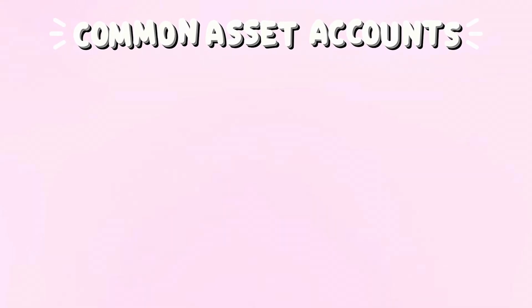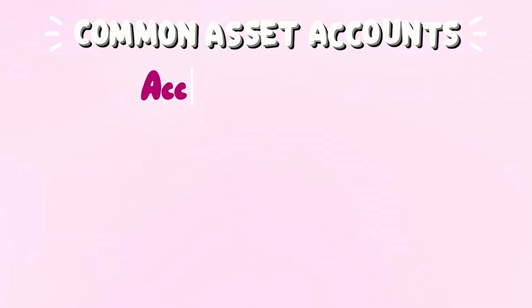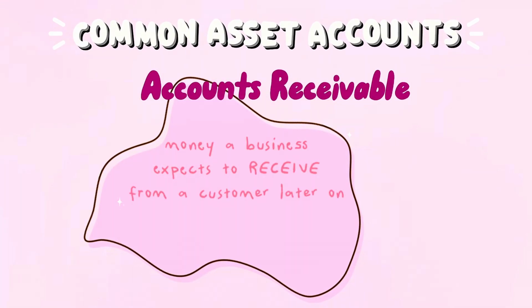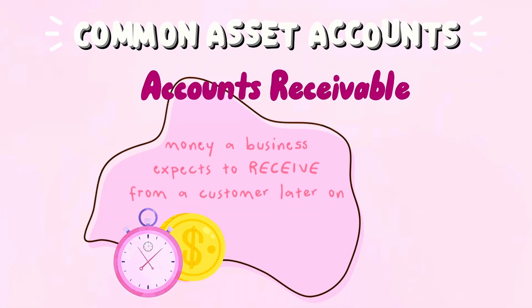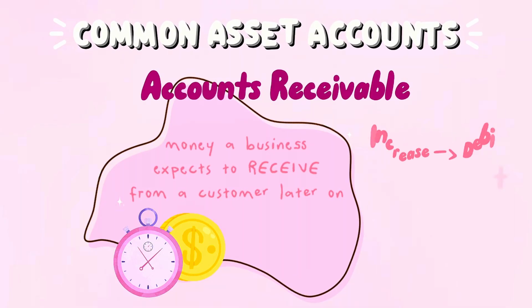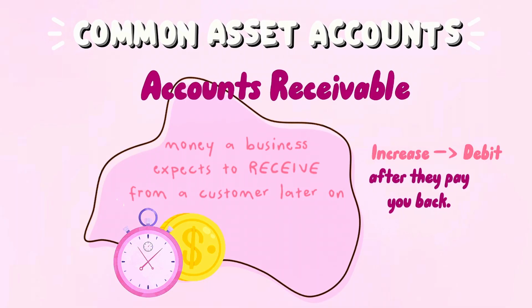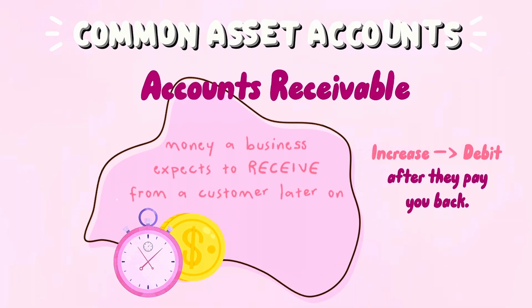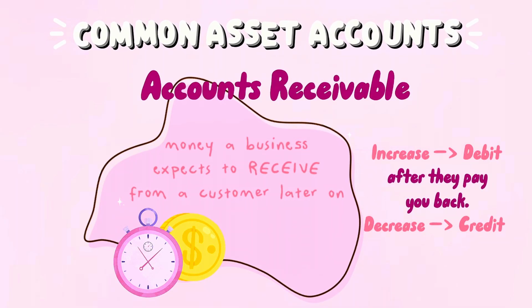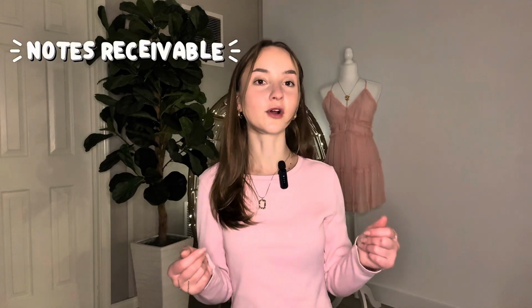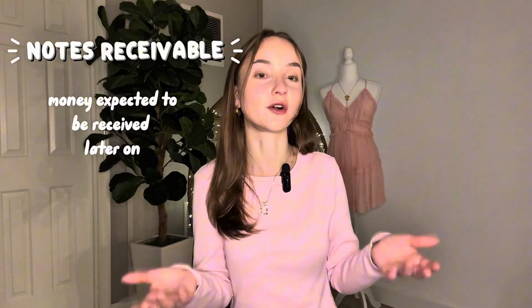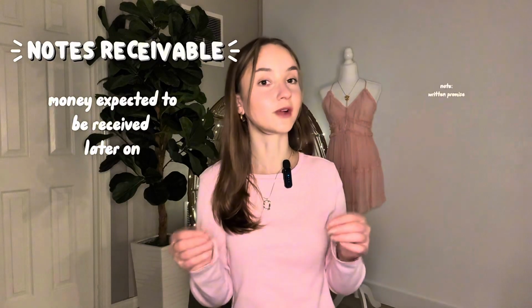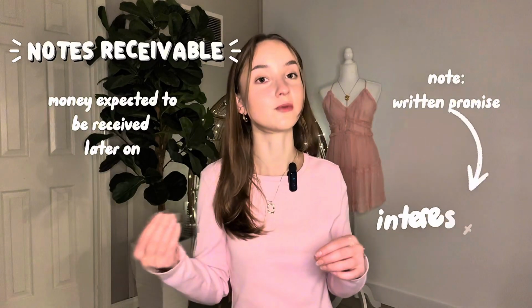My business accounts for this in the asset account accounts receivable. It is money I am expected to receive later on from customers. Since accounts receivable is an asset account, it will increase with the debit, but once my customers pay me back, they no longer owe me that money, so I decrease this asset account with the credit. Notes receivable run on the same concept as accounts receivable. It's money you are expected to receive later on. This time, though, it is a written promise and there's normally interest that you pay on it.